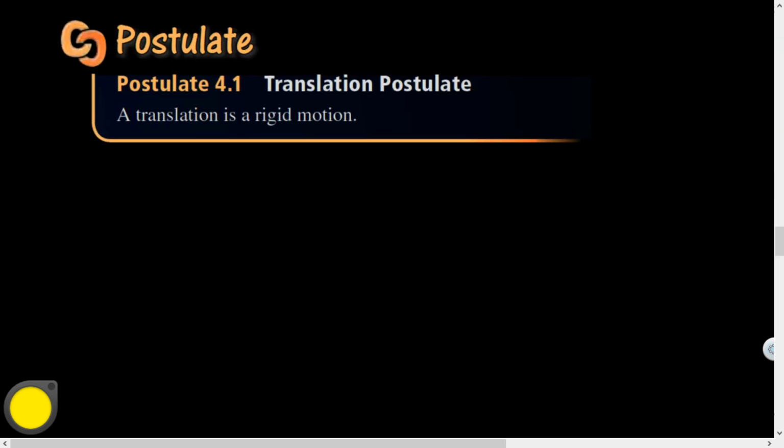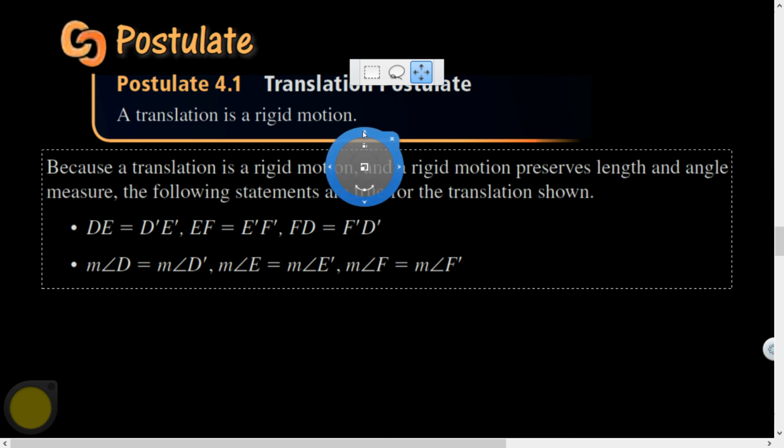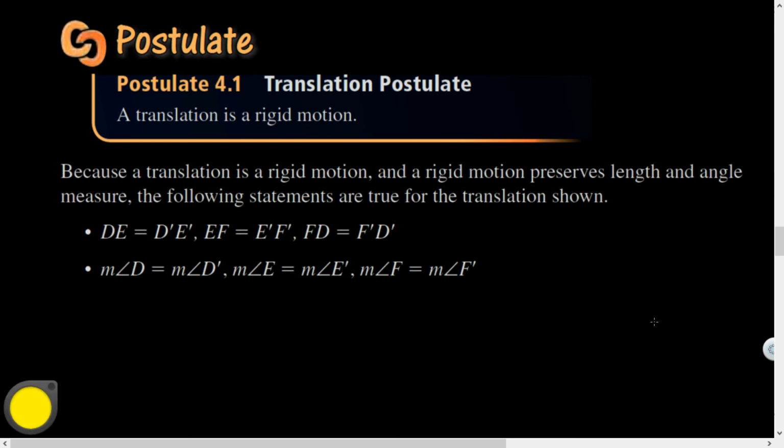All right, and just to be abundantly clear, if I'm doing a translation, my original segment DE would be congruent to D prime E prime. EF would be congruent to E prime F prime. Notice this word, corresponding. This is going to come into play later on in this course. Corresponding sides are congruent and corresponding angles are congruent, right? You're welcome for my not making you write all that down.